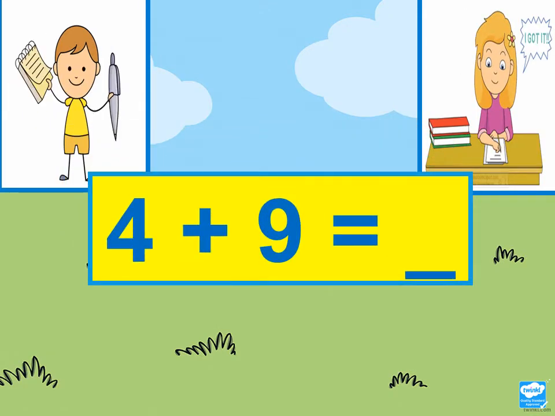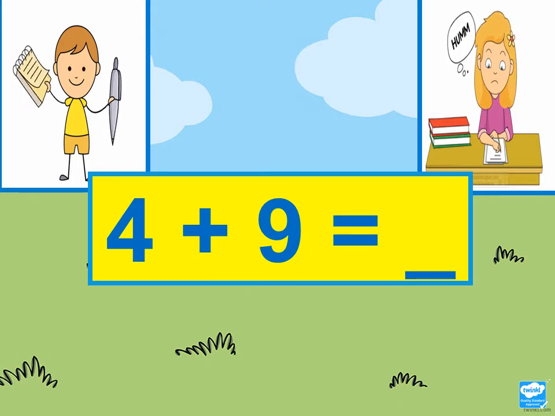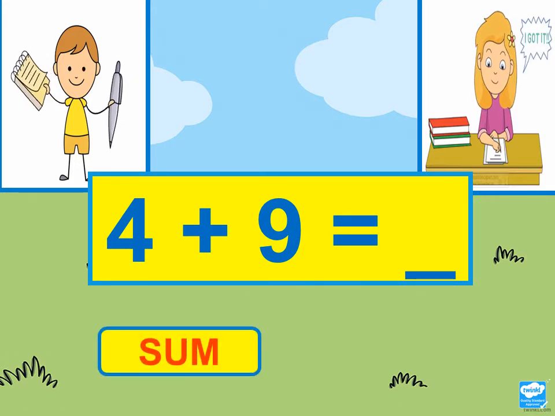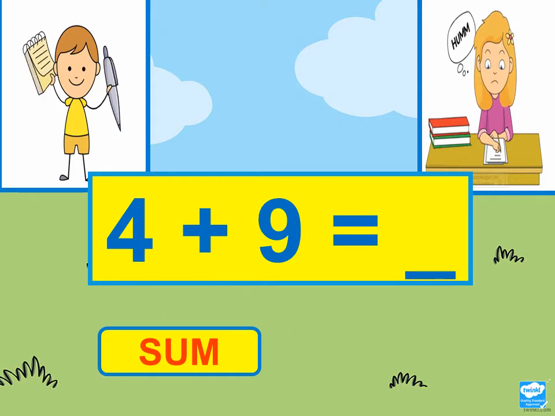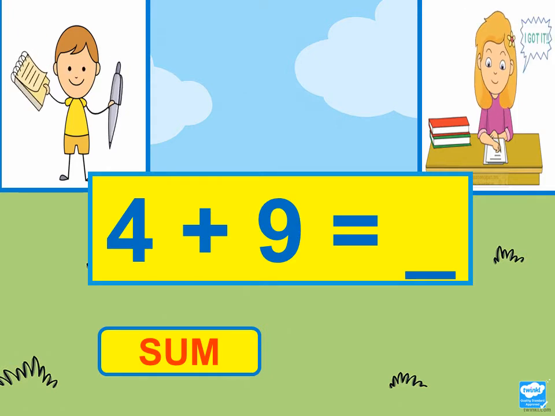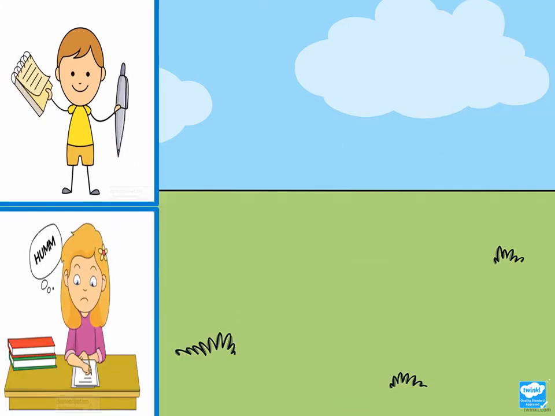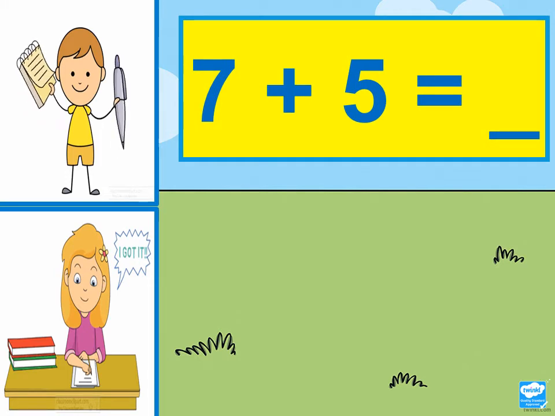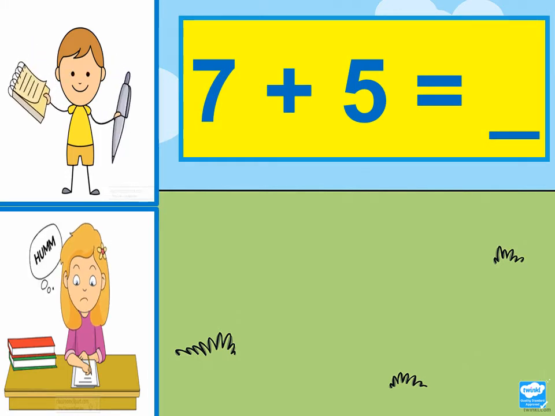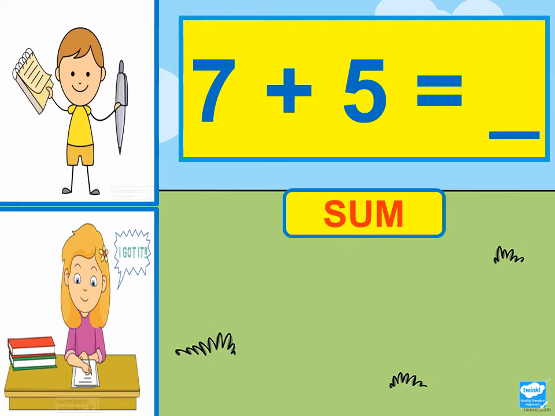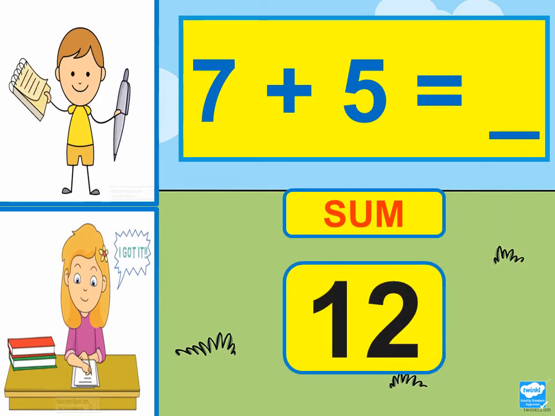4 plus 9 equals blank. What do you think is the sum? The correct answer is 13. Good job. 7 plus 5 equals blank. What do you think is the sum? The correct answer is 12. Very good.